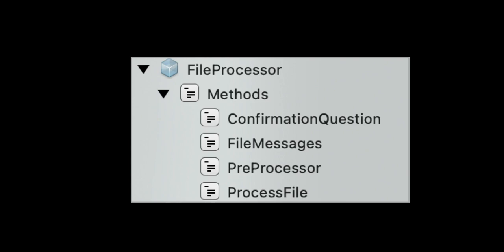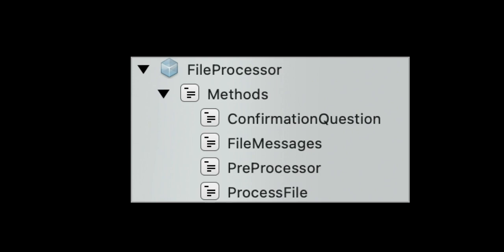So anyway, the file processor interface I created has 4 method signatures. Confirmation question. The reason for that is that when you're about to run a process on thousands of files that might do something dangerous, in some cases you may want to ask the user, are you sure you want to do this? So if you return a string from this, then before the process starts, it pops up a confirmation dialog, puts your string in there, and has yes and no buttons, or OK and cancel. Okay, we'll skip file message. Well, this returns a list of files.